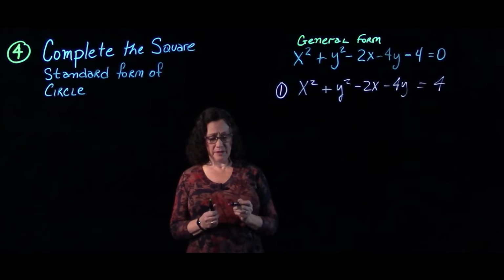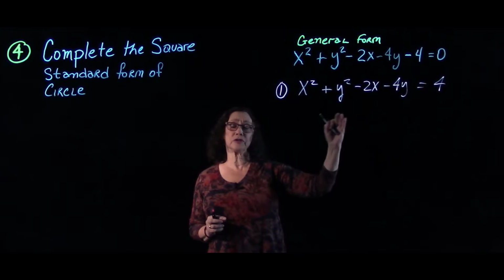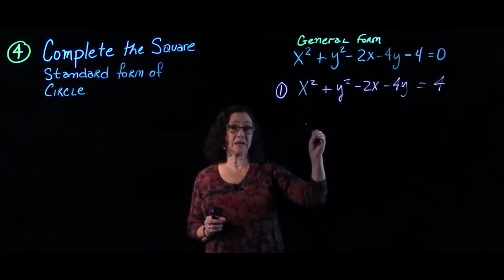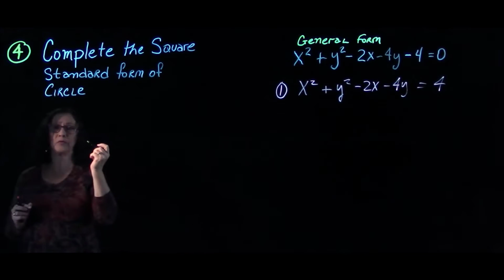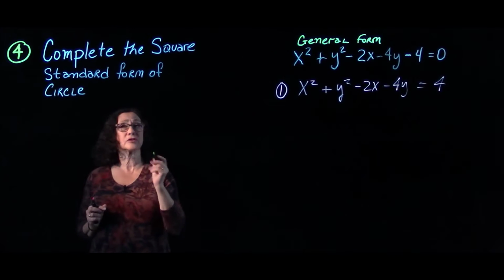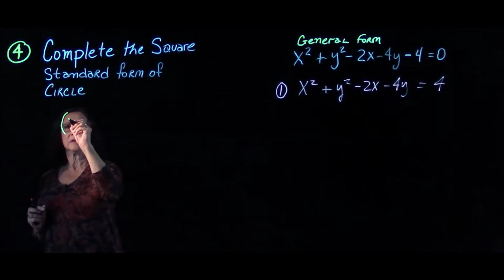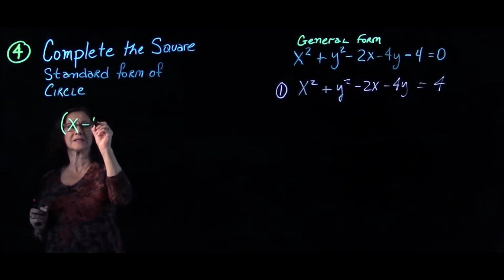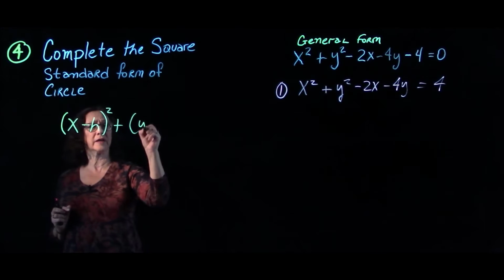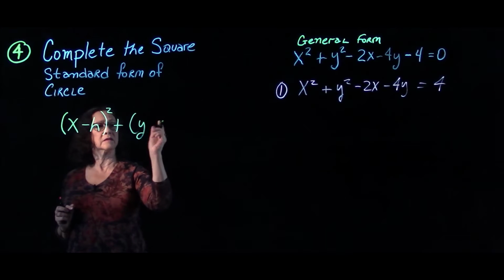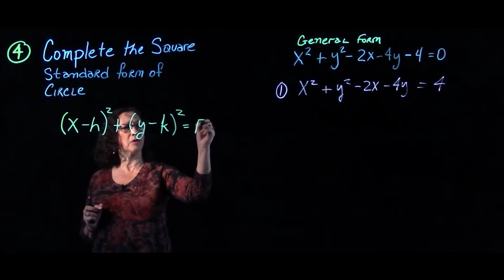The next step is to sort these terms so that you have all your x's together and all of your y's together. I'm going to put the format for a standard circle over here so that you can see where I'm trying to go. We have (x minus h) squared plus (y minus k) squared is equal to r squared.